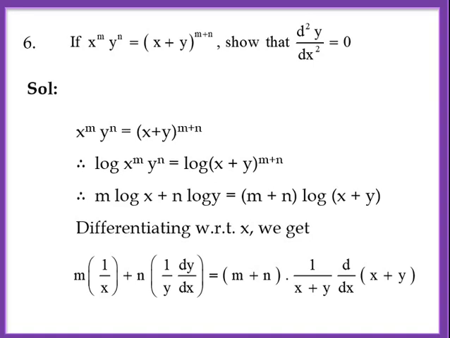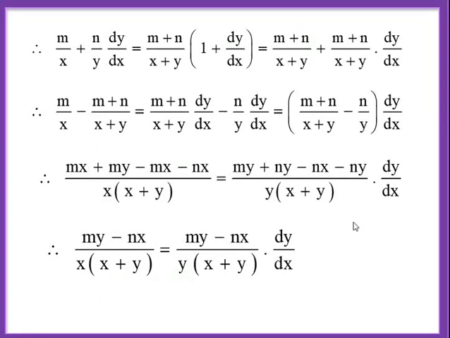So for that, you have to take log on both the sides. So you get m log x plus n log y equal to (m plus n) into log of (x plus y). Do not forget to use brackets. Differentiate. m into 1 upon x plus n into, what is the derivative of log y? 1 upon y dy/dx, equal to m plus n. Derivative of log is 1 upon into derivative of x plus y, which is what? 1 plus dy/dx. Right.